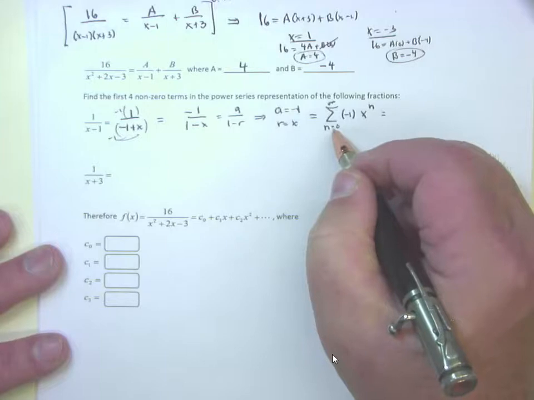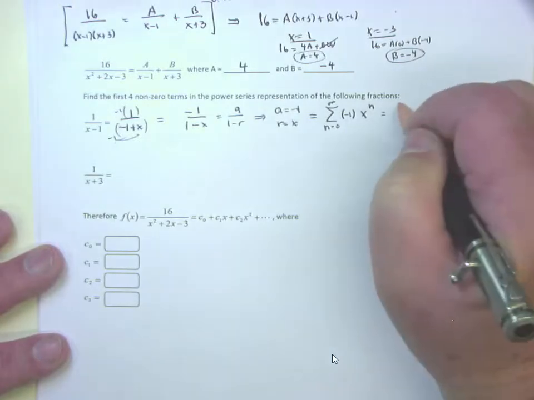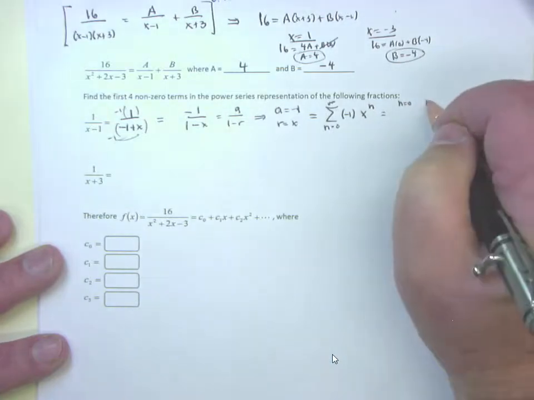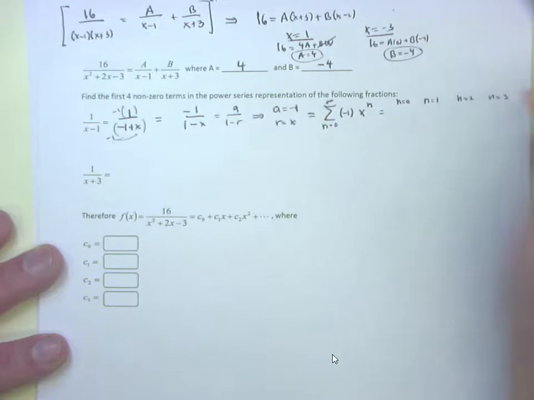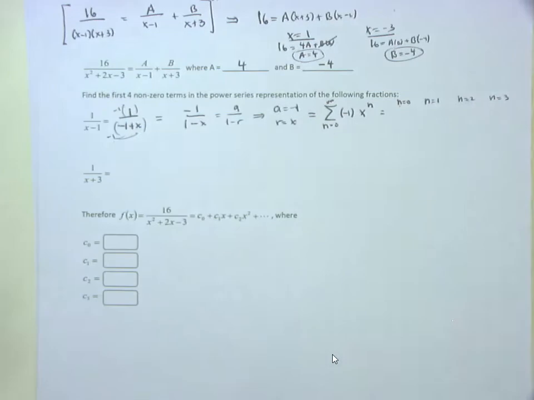So let me give you guys another hint to help with this. All you want is 4 non-zero terms. Your first non-zero term typically shows up because this starts at n equals 0. So n equals 1, n equals 2, and n equals 3. I'm stopping at 3, but look, 1, 2, 3, 4, it's going to make 4 terms.